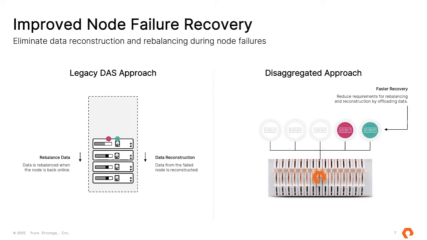Of course, a second and very important benefit of that disaggregated approach is improving your recovery times from node failures. So in a traditional converged direct attached storage approach, because each node is actually both your compute resource and your storage, when a node fails, you need to recover your protection level by rebalancing data. So you need to recover those primary or secondary replica shards that you lost on that data node by copying data over from the remaining nodes and rebuilding those shards elsewhere.